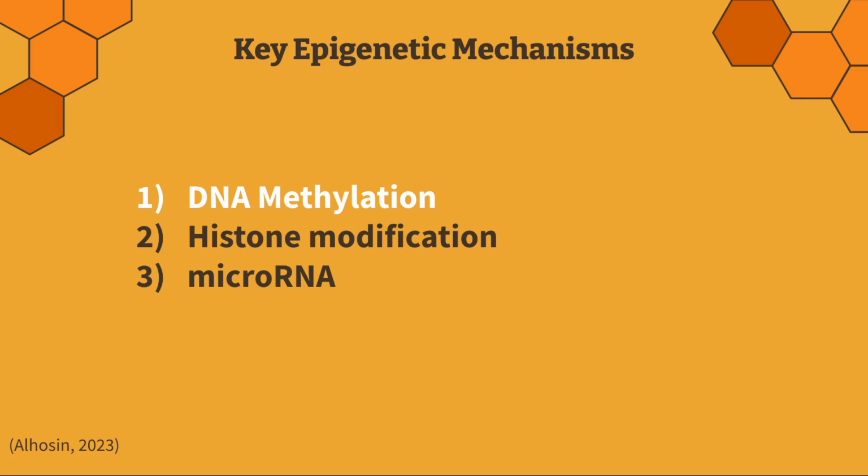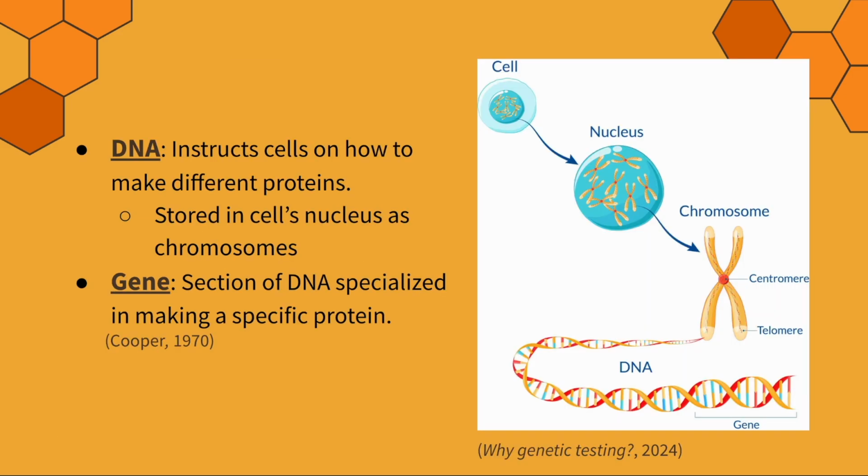3 key epigenetic mechanisms are suggested to play a role in female honeybee caste differentiation, but we'll focus on DNA methylation. DNA is a set of instructions telling cells how to make different types of proteins, and it's stored within the nucleus in the form of chromosomes. Every cell in the body contains all of the DNA instructions, but since not every cell needs every protein, the sections of DNA that aren't needed can be turned on or off.